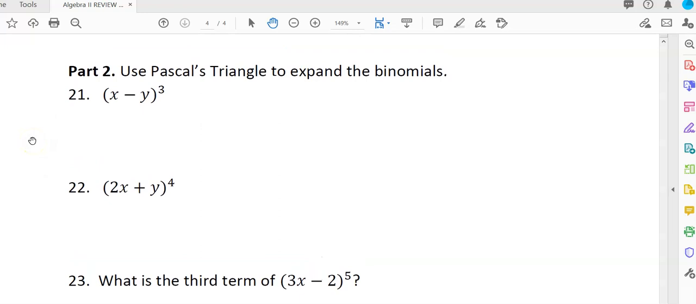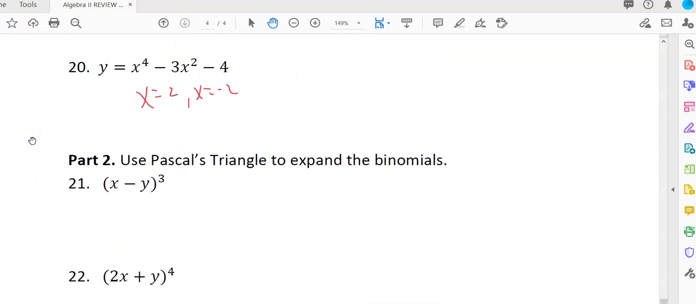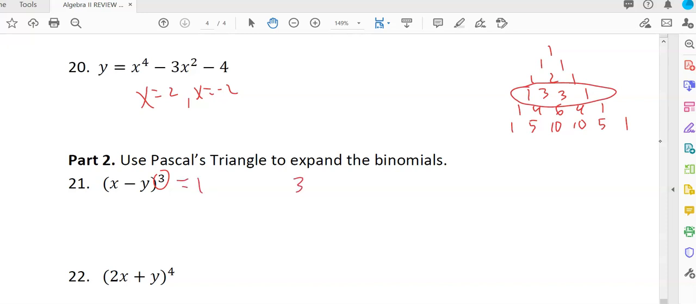Use Pascal's triangle to expand the binomial. So first you have to have Pascal's triangle available. So 1; 1, 1; 1, 2, 1; 1, 3, 3, 1; 1, 4, 6, 4, 1. You're adding up the two terms above it to get the next term. So 1 plus 4 is 5, 4 plus 6 is 10, 6 plus 4 is 10, 4 plus 1 is 5, and 1. Third power means fourth row, 1, 2, 3, 4. So I'm using this 1, 3, 3, 1.